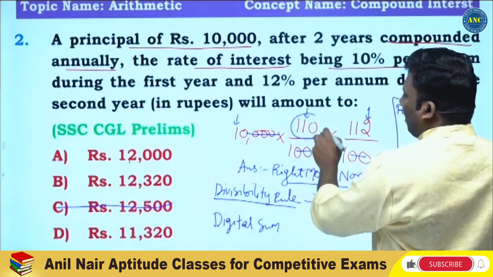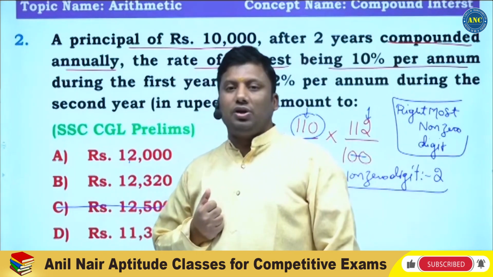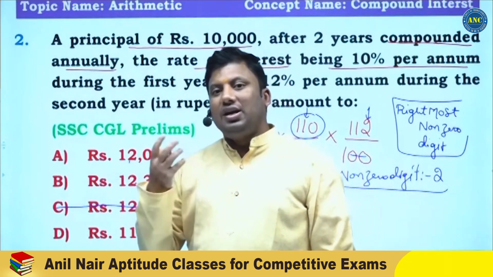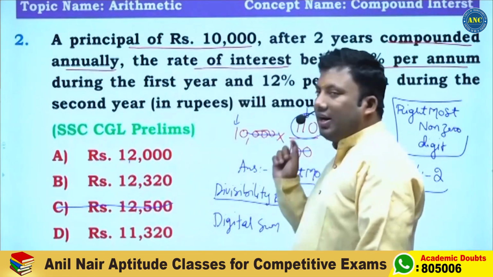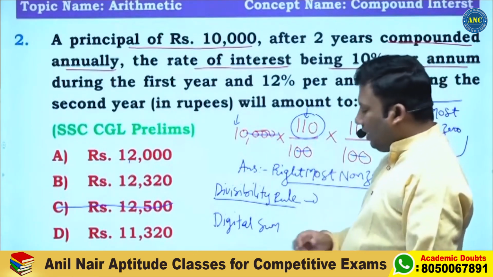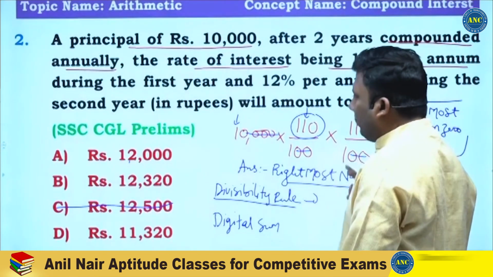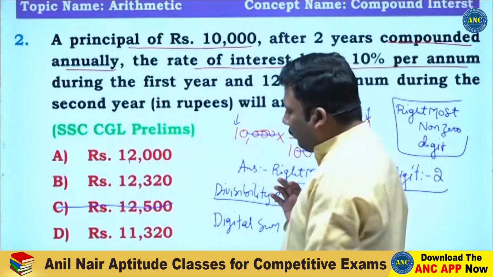Divisibility rule: 110 can be written as 11 into 10. That means 110 is divisible by 11. So for any number divisible by 11, the answer should be divisible by 11.